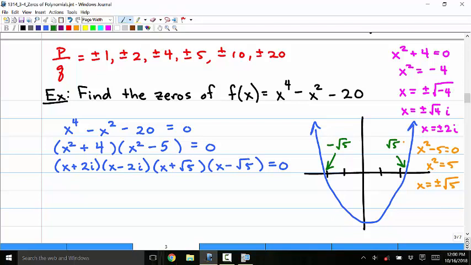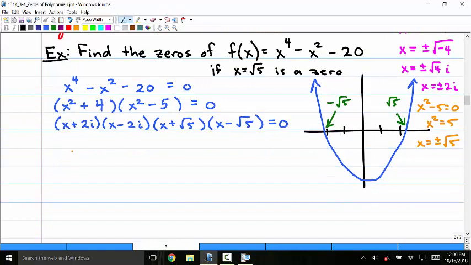Those two x-intercepts are going to be positive root 5 and negative root 5. If I were to tell you, say on a test, to find the zeros of that polynomial, if you know that root 5 is a 0, and a bunch of them are going to be on the test, I'm going to amend this: find the zeros if x equals root 5 is a 0. I amended the problem. So now what would you go put in your little half box?